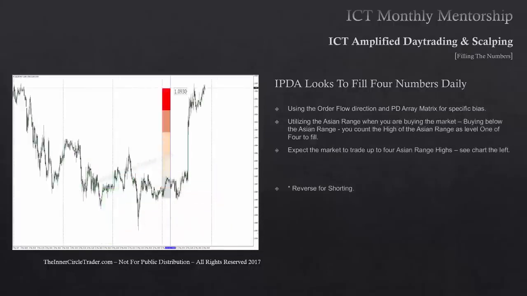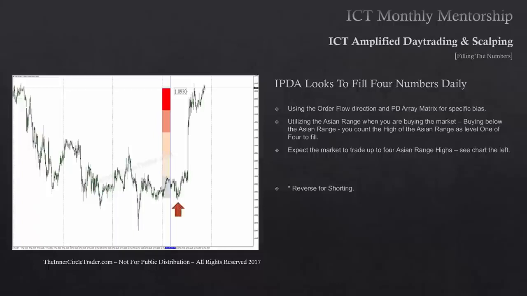Using the order flow direction and PD array matrix for specific bias, utilizing the Asian range, when you're buying the market, buying below the Asian range, you count the high of the Asian range as level 1 of 4 to fill. Expect the market to trade up 4 Asian range highs. See chart to the left. And everything I'm showing you here, you're going to reverse for shorting.